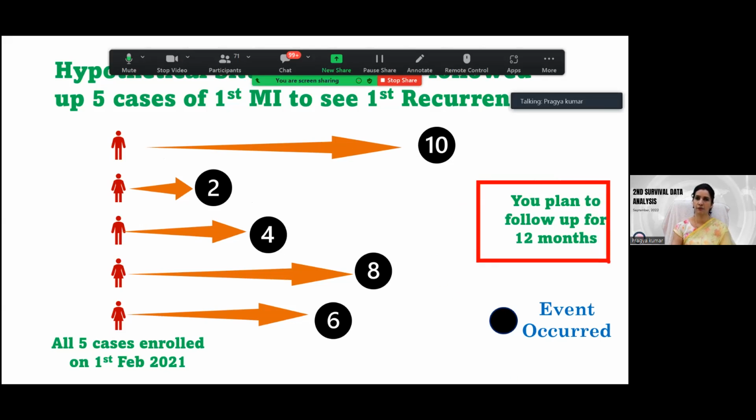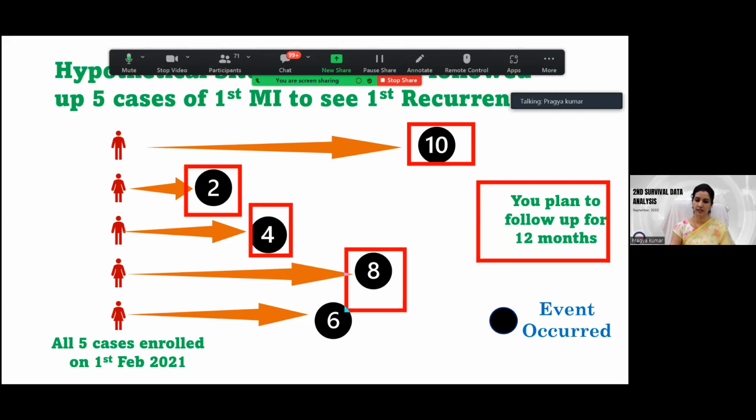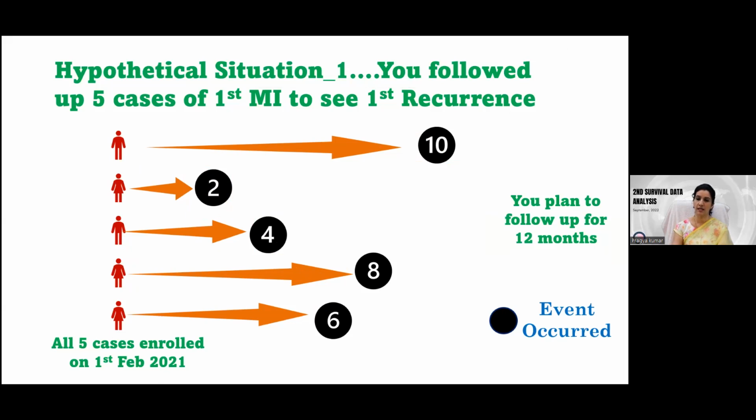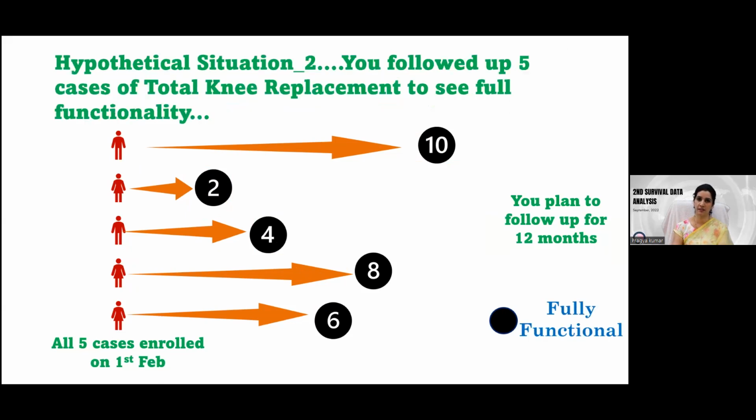So we are following these individuals for 12 months. The first individual got this event at 10 months. The second individual got this event at the 2nd month, the third at the 4th month, then the 8th month, and then the 6th month. So in all these cases, the event has occurred. All these cases are enrolled on 1st Feb. That's a hypothetical situation. And in all these 5 cases, the event has occurred.